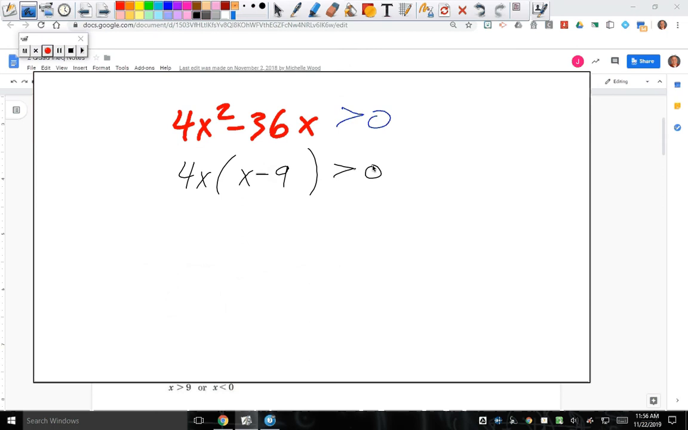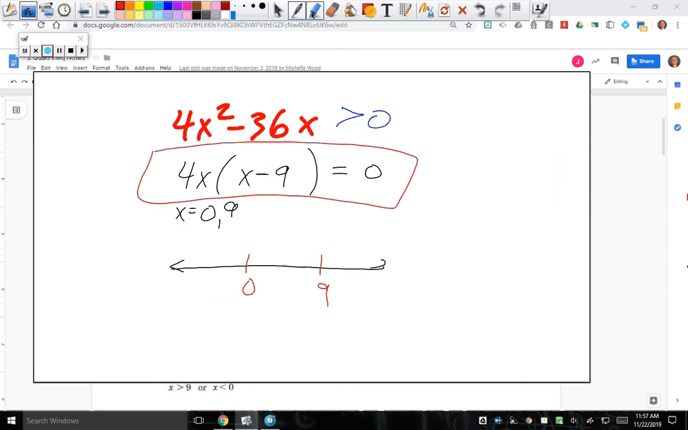Okay? Again, for the purpose of quickly getting my answers, I'm just going to pretend it says equal to 0. Pretend. You're going to change it back. But pretend that it says equal to 0, so that what are my 2 answers right here? 0 and 9. Perfect. So I will write out my number line, 0 and 9, and then test the points and see what I get. You with me?